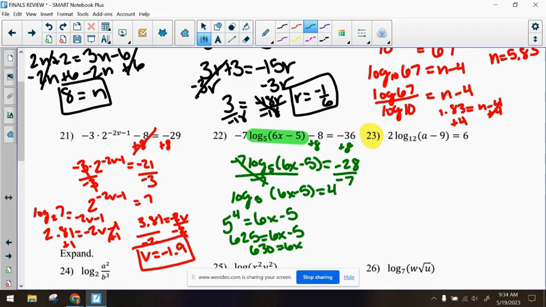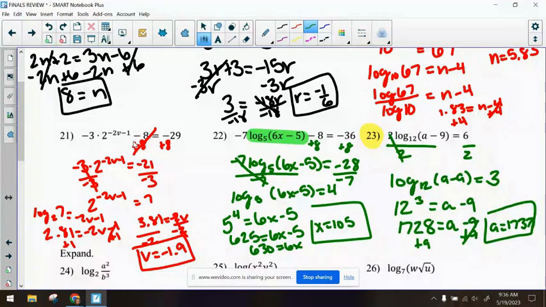That gives me 105. So at this point, go ahead and pause the video, try number 23, and then resume to check your work. For number 23, we start off by dividing by 2, and then we were able to convert to exponential form. Our answer was 1737.